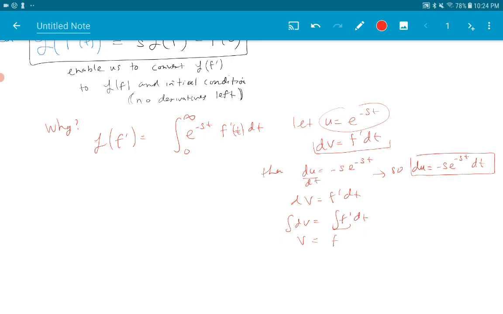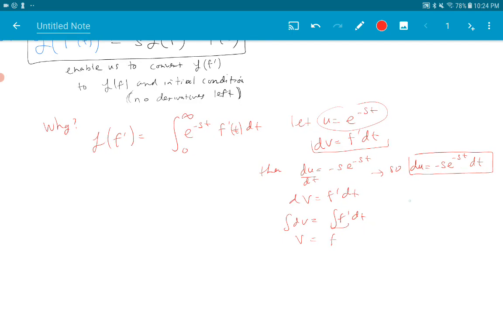Okay, so by using integration by parts, this integral here would equal u times v minus the integral of v du, which is equal to, let's see, I have u here, so e to the negative st times v, which is f, minus the integral of v du. Well, v is f of t, and then du is this expression here, negative s e to the negative st dt.